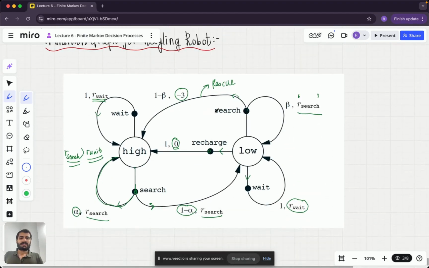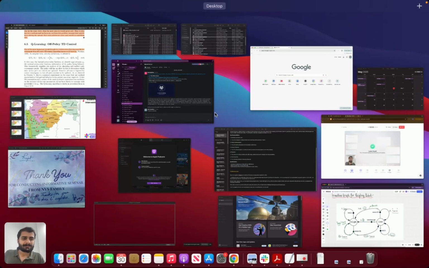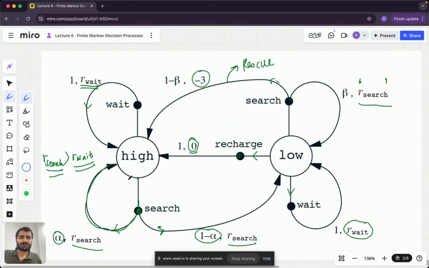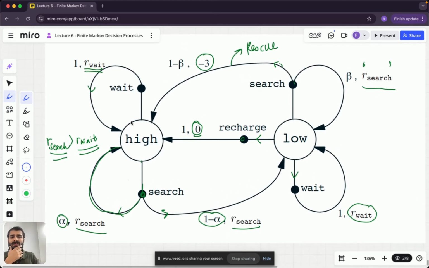Now, this entire explanation can be summarized with a very nice transition graph, and the transition graph looks like this. At first glance it looks a bit complicated, but it's actually very interesting. So let's say my robot battery state is high.